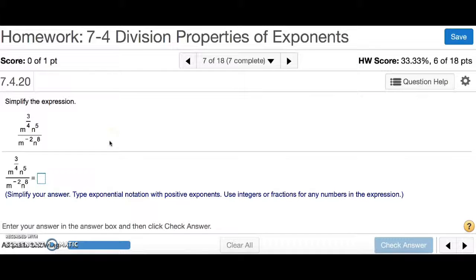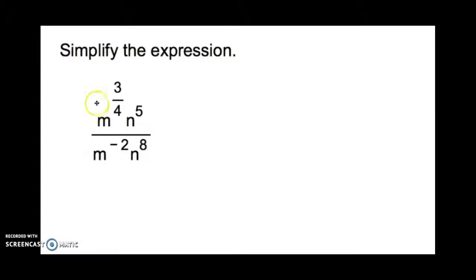Number 7 is asking you to simplify the expression. So let's take a closer look at that. So we have two different variables with exponents being divided. So what we need to do is highlight the like ones. So starting with the m's, we have m to the 3/4 power being divided by m to the -2. So the rule says we subtract the exponents.